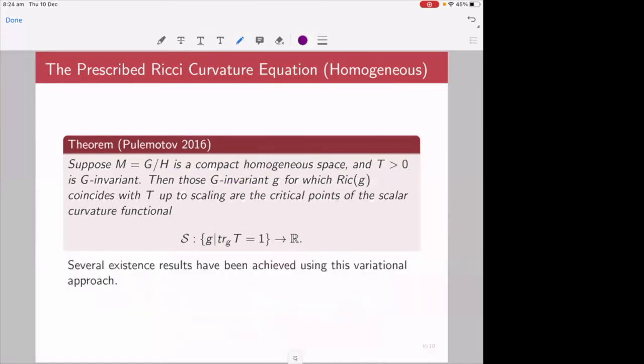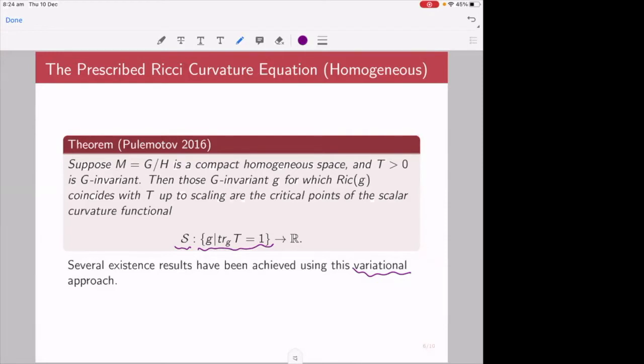So Pulemotov has produced many existence results with several collaborators on solutions to the prescribed Ricci curvature problem, precisely using this variational approach. This involves a lot; one needs to understand very, very clearly the asymptotic behavior of the scalar curvature functional on this submanifold at infinity.